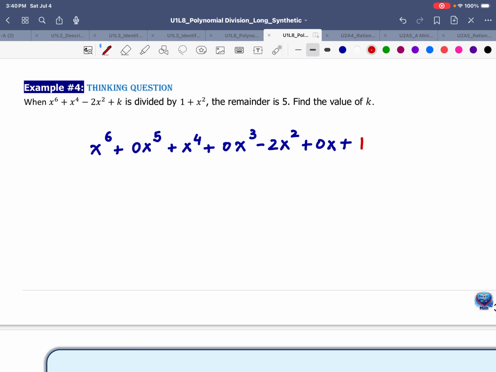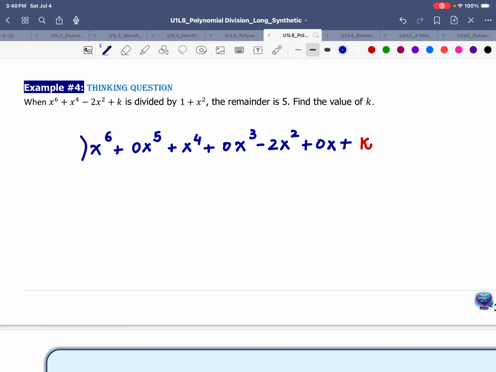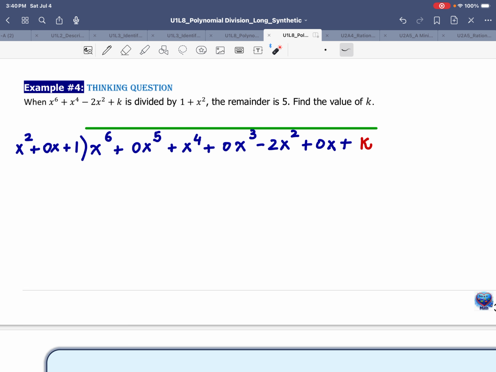k is our unknown coefficient, and this will be divided by 1 plus x squared. Just like with the polynomial, the divisor must be written from highest to lowest degree. And again, if we have missing terms, we have to replace them with terms with a coefficient of 0. So in this case, we don't have an x term, so we're going to list 0x for it. And then the constant is 1. So we're going to perform this division just like we normally do until we hit the very end of it, where we have to figure out the coefficient k.